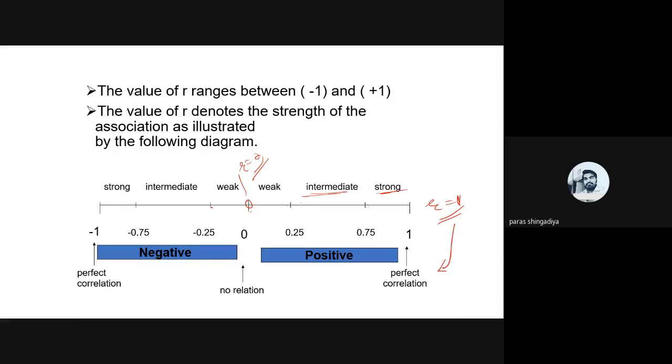And the same for the negative case. If it is 0 to -0.25, then it is called weak negative correlation. -0.25 to -0.75 is called intermediate correlation, and -0.75 to -1 is called strong negative correlation. If you get r equal to -1, then it is called perfect negative correlation. Clear? So this way we can classify the answer, -1 to 1, as per the answer of r.